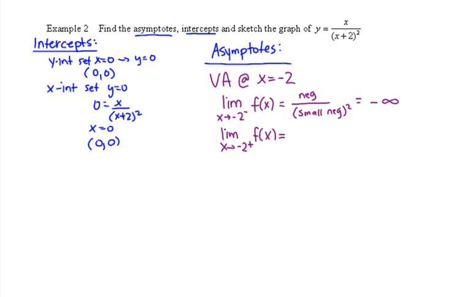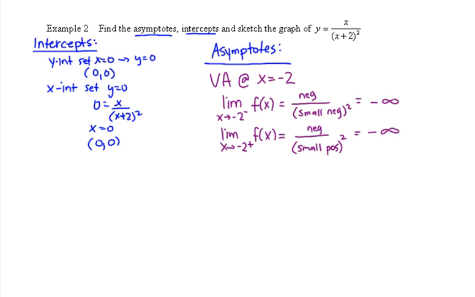Okay, -2 from the right is like -1.9. So -1.9 is a negative, all over -1.9 plus 2, which becomes a small positive. It's already positive, but we are squaring it. So it's going to approach -infinity. If you skip this middle step, that's okay.